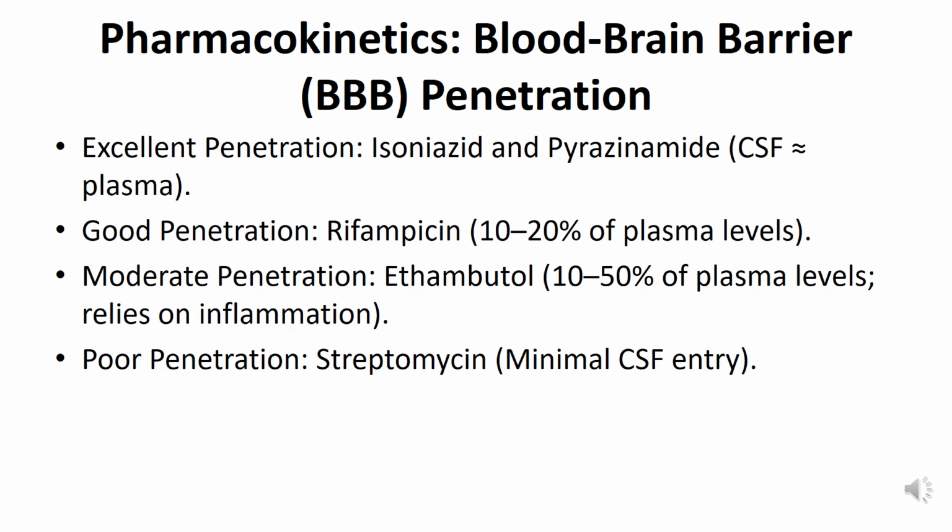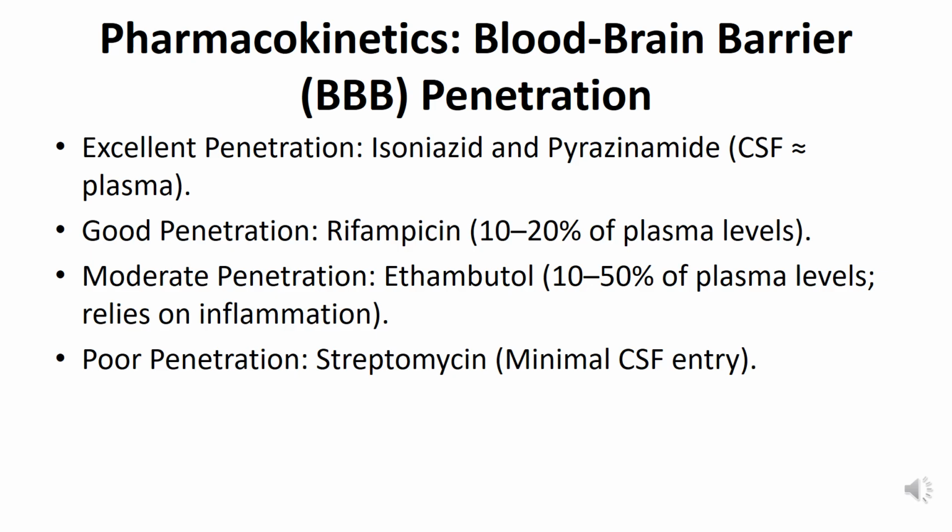The blood-brain barrier, often called the BBB, is a highly specialized protective system. Its job is to shield the brain from toxins, pathogens, and potentially harmful substances circulating in the bloodstream. While this protection is essential for normal brain function, it also creates a major obstacle for drug therapy. A medication cannot effectively treat CNS tuberculosis if it cannot reach adequate concentrations within the cerebrospinal fluid and brain tissue.